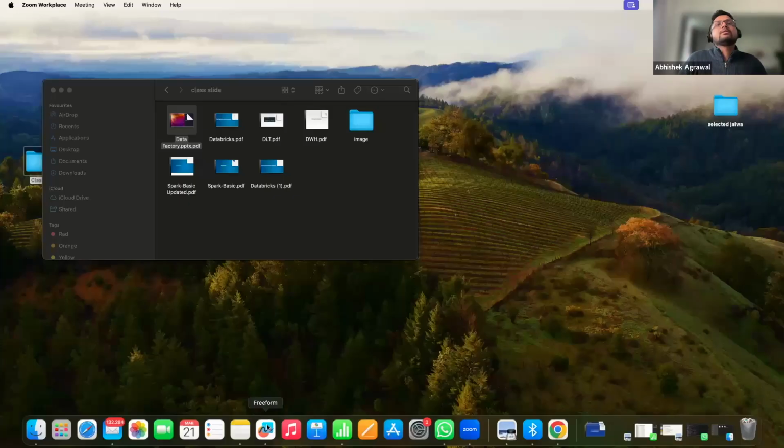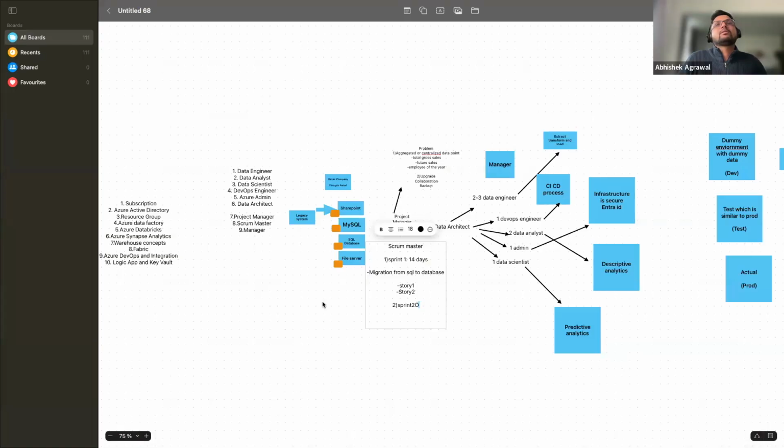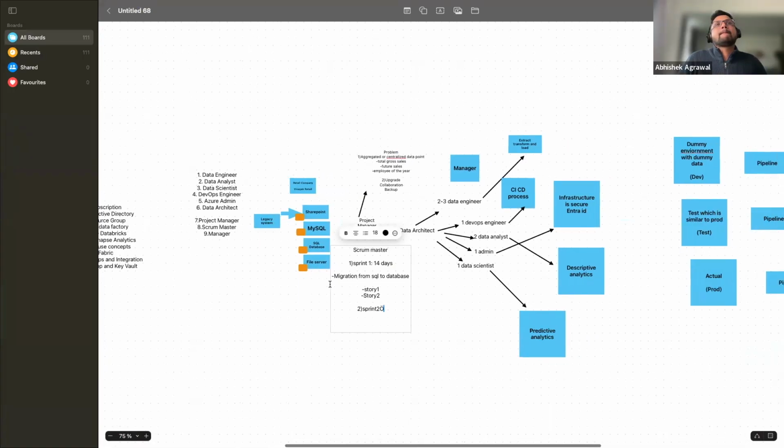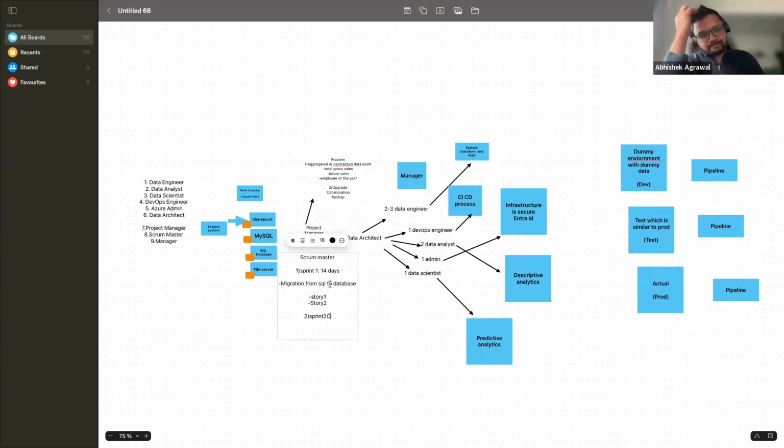Hi, Abhishek. Yeah, I have one question. What's the difference between the ETL developer and the data engineer? It's the same. There's no difference.